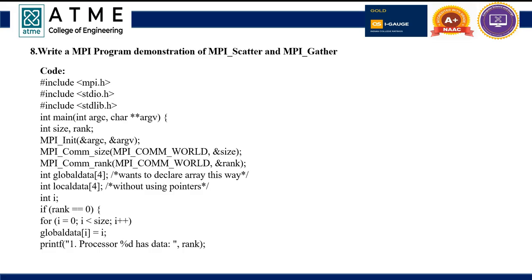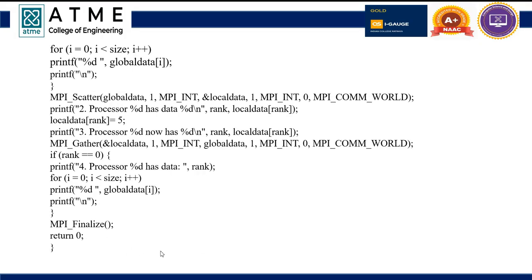Now initialize with i. The code is executed only by the root process, that is, if rank is equal to 0. Now initialize the global data with i and print that the process has the data with the rank ID. For i equal to 0, i less than size, and i plus plus, it prints the global data. That is in the next line.